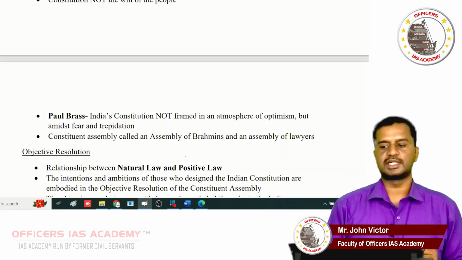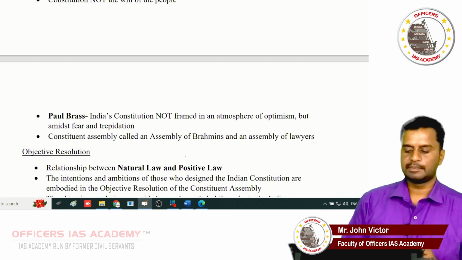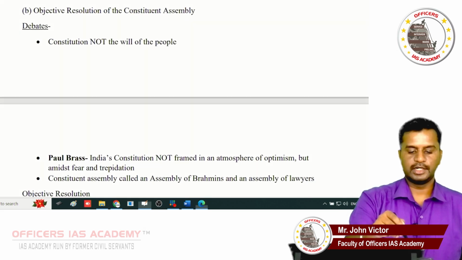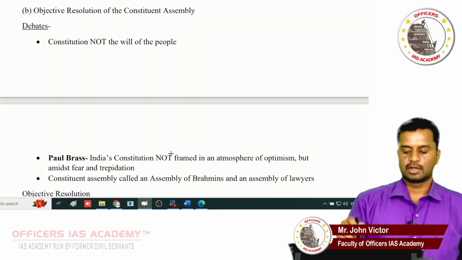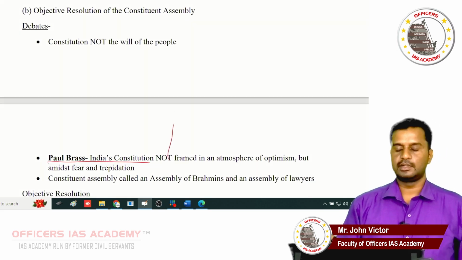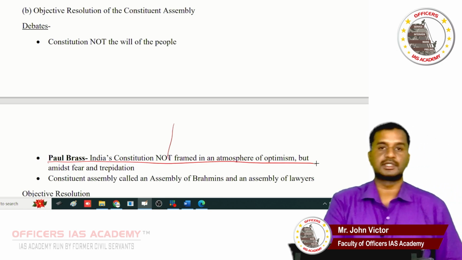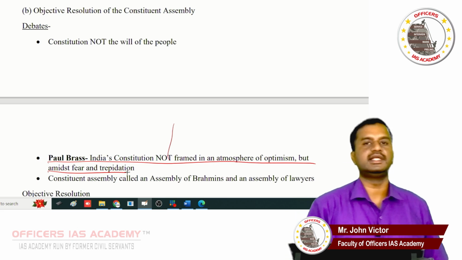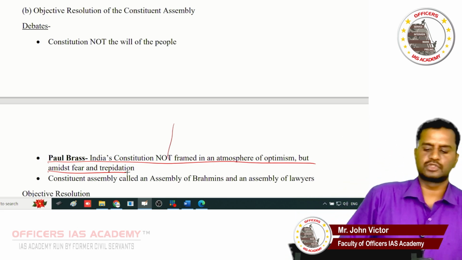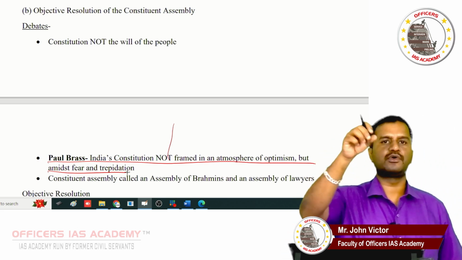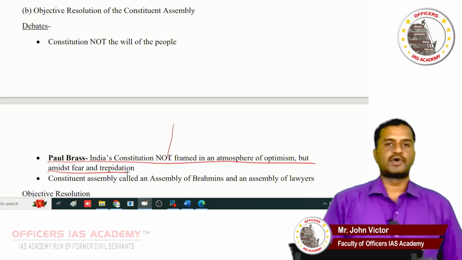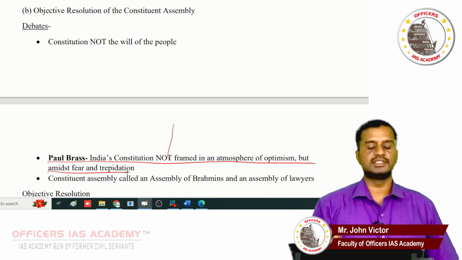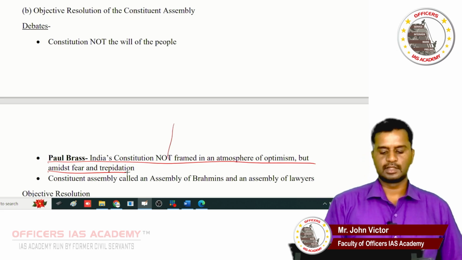So these points have to be present in the answer. Before that, mention the views of scholars. According to Paul Brass, the Constitution of India is framed not in an atmosphere of optimism but amidst fear and trepidation. He gives a critical view of the Indian Constitution. He says that the Constitution is not the will of the people. It was enforced on the people. It was formulated to secure the sovereignty of the country, so it is not the real will of the people. This is the understanding of Paul Brass.